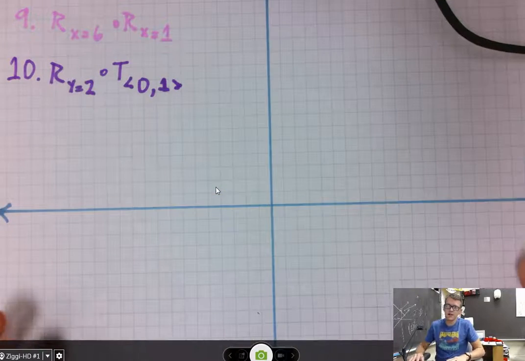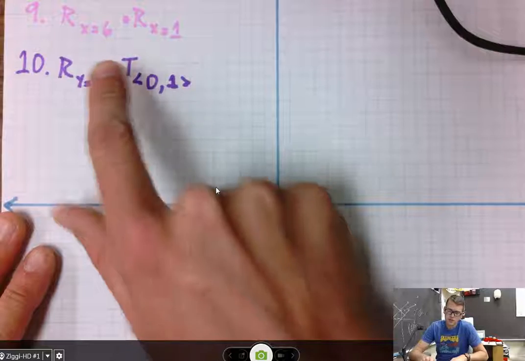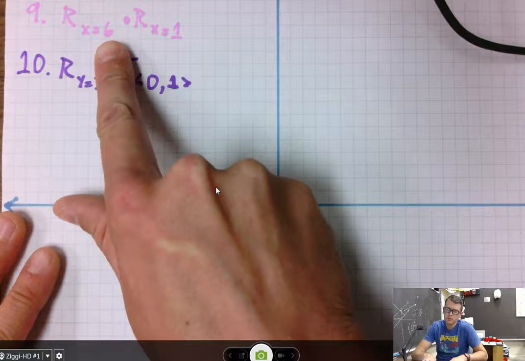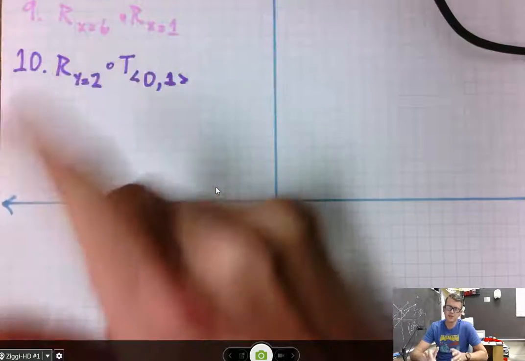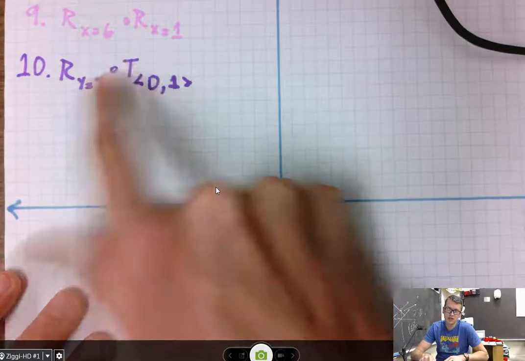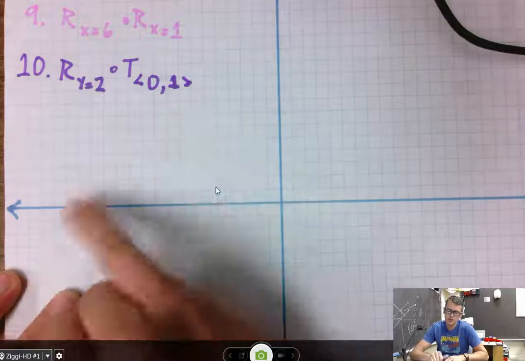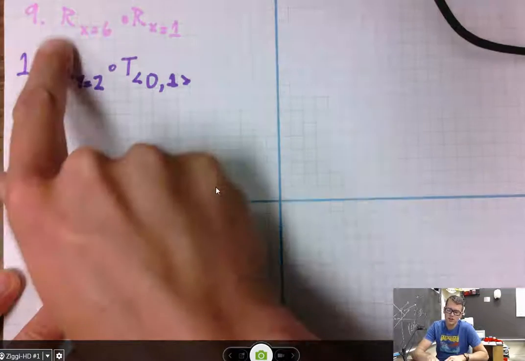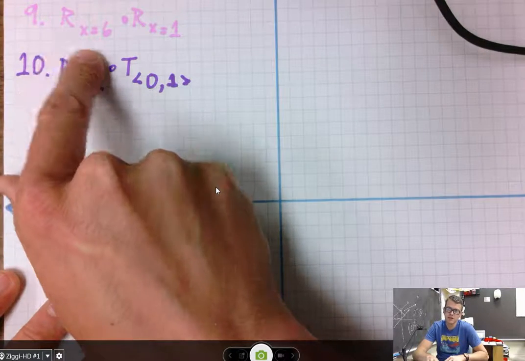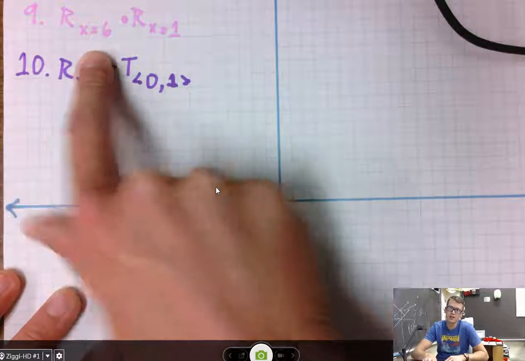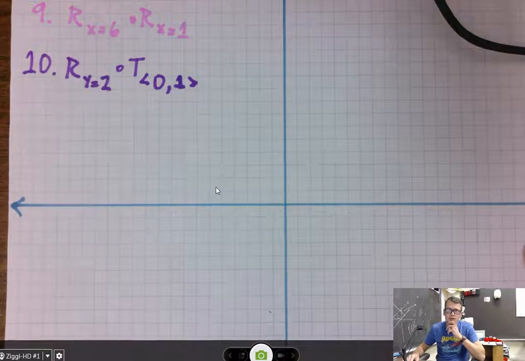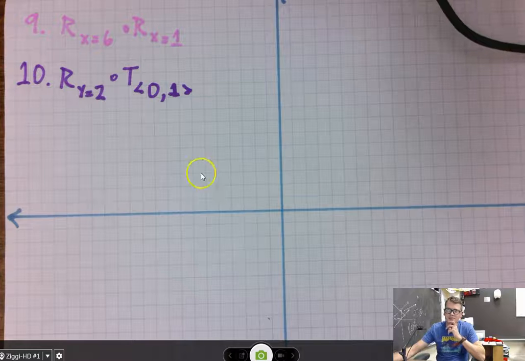So 9 asks us, what's the single transformation that will essentially provide us these two transformations together, the composition of these two, and then 10 does the same thing with a translation and a reflection. So we know that the capital R stands for a reflection, and then the subscript would be what we're reflecting over, same thing here. So the first thing I'm going to do is actually set up those lines, two vertical lines at x equals 1 and x equals 6.